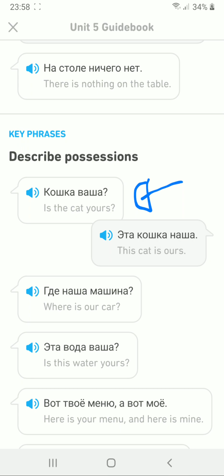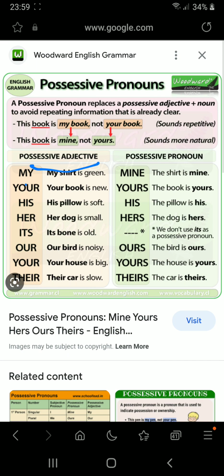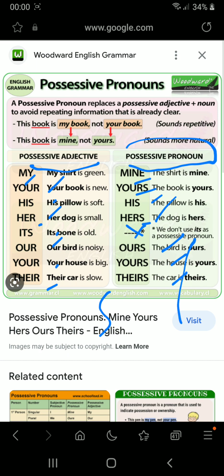This is a possessive pronoun. So yes, guys, in English it's like this: possessive adjective. We know that. You have my, your, his, her, its, our, your, their. But in possessive pronouns, you have mine, yours, his, hers, ours, yours, theirs. Notice there are a lot of S's after hers, ours, yours, theirs. But mine, it's mine. You know this because you speak English. That's very good. Let's get back there.